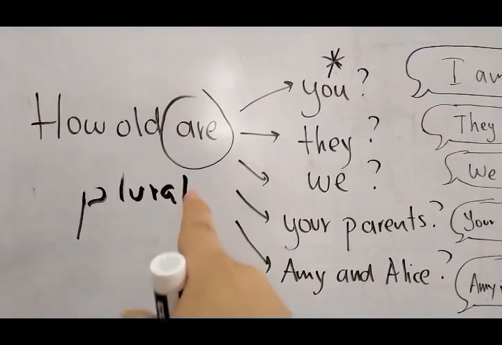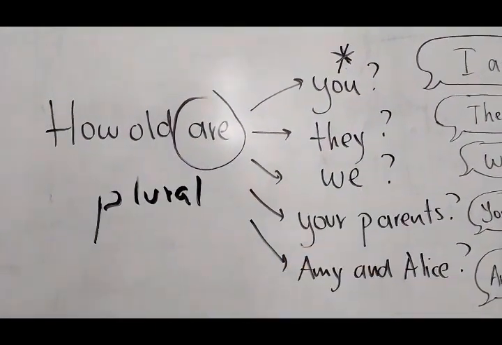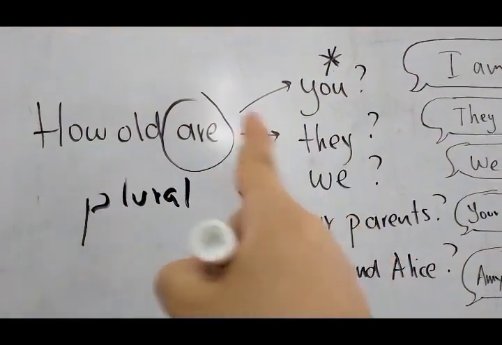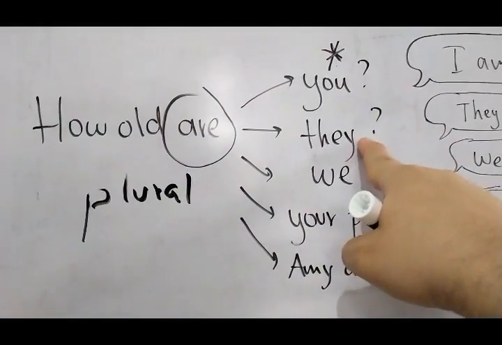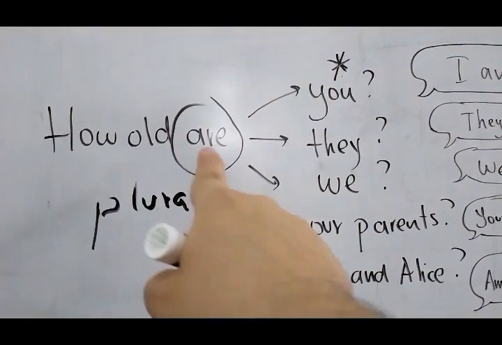The rest are pronouns in plural because they are talking about more than one person. For example, how old are they? ¿Cuántos años tienen ellos? Están hablando de más de una persona. More than one people. How old are we?